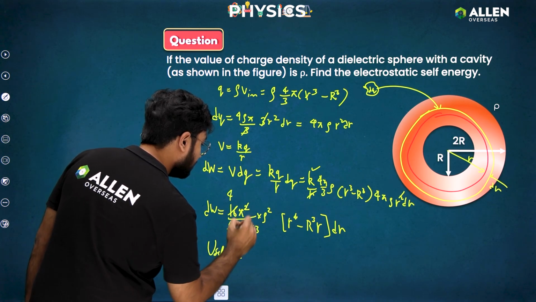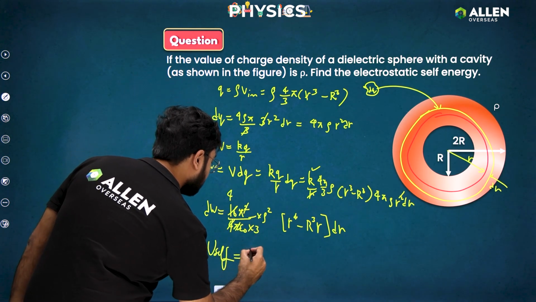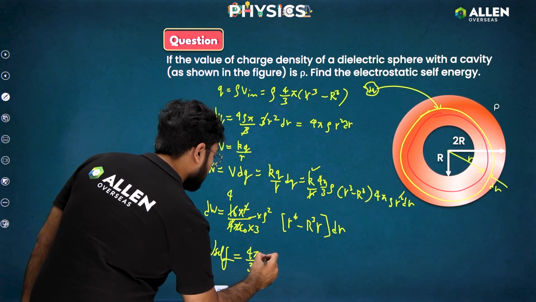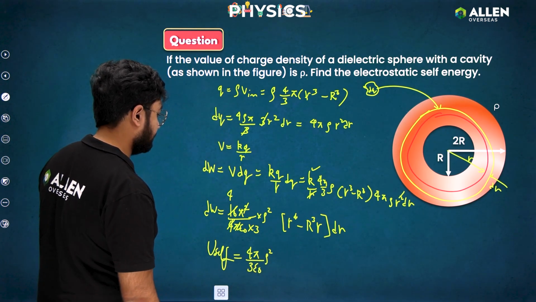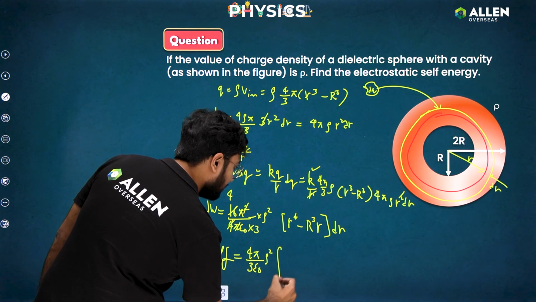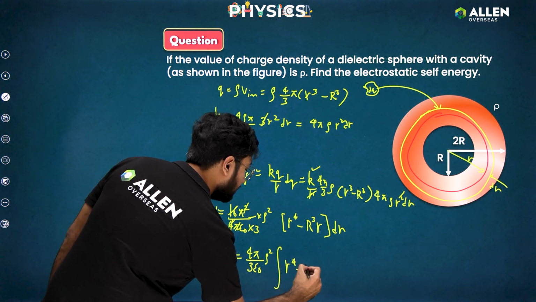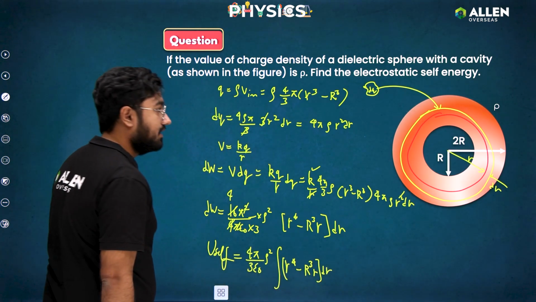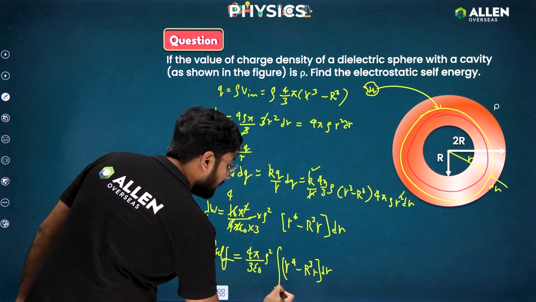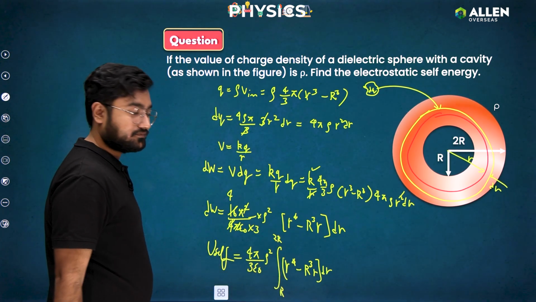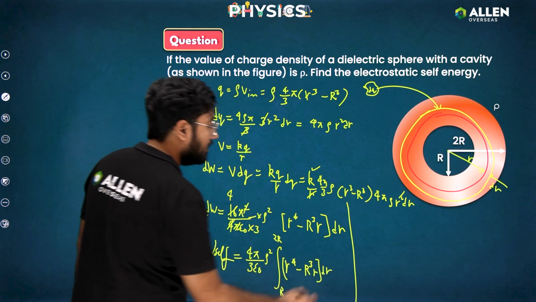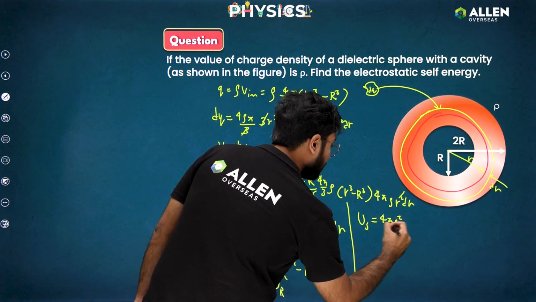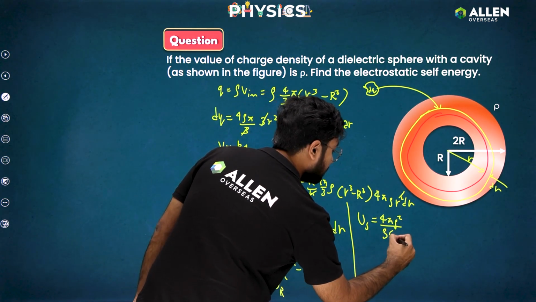So let me cancel it out. This is 4, this gets cancelled. So this is 4 pi by 3 epsilon naught rho squared and the integral of r to the power 4 minus r cubed into r dr, and the integral will be from r to r. Evaluate the integral. So u self will be equal to 4 pi rho squared over 3 epsilon naught.